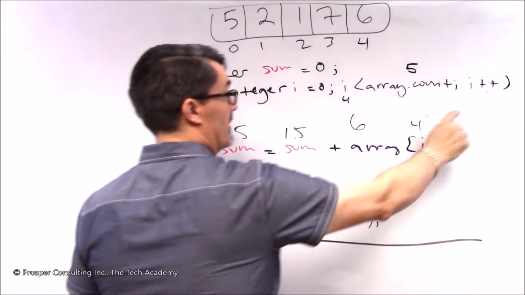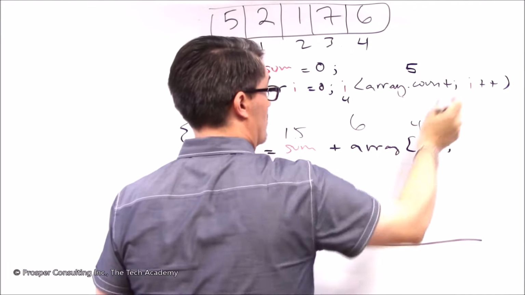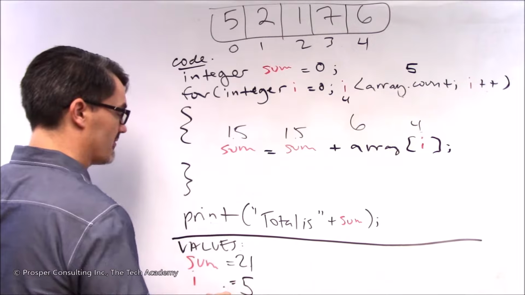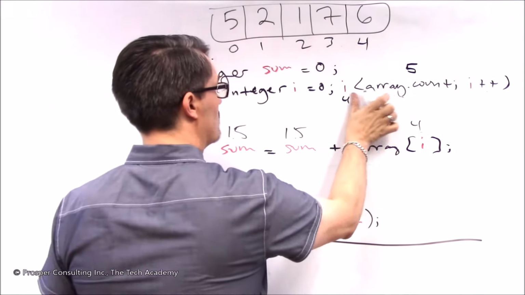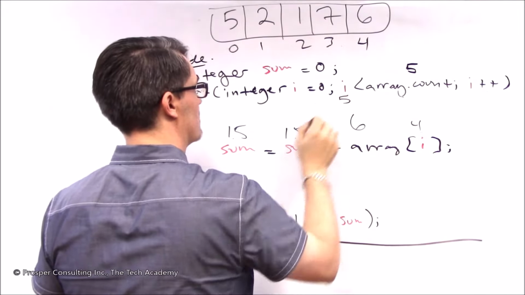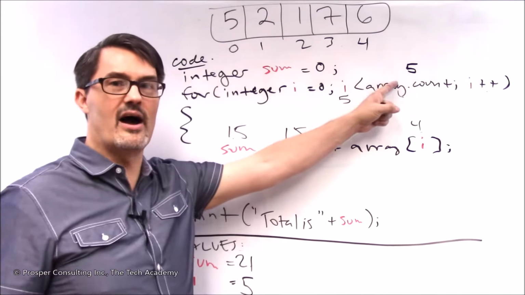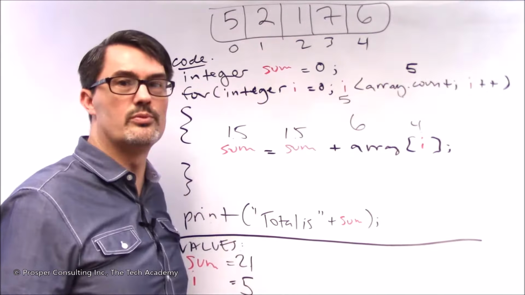We go increment. We add 1 to the counter, this variable called I. 4 plus 1 is now equal to 5. Do we continue the loop? Well, I don't think so, because I is now equal to 5, and 5 is not less than 5. So we're done with the loop.